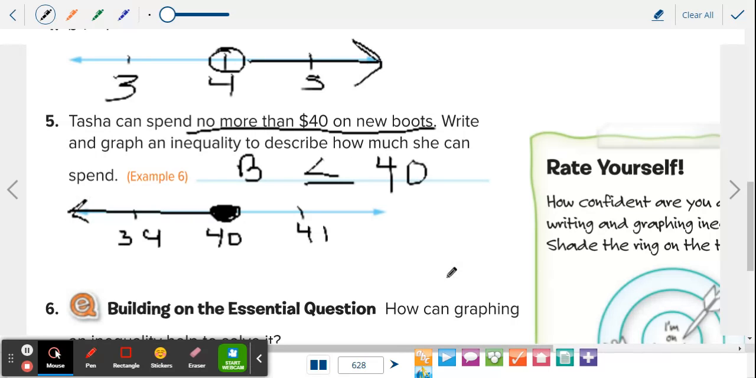That's the only difference. They just gave you a real world example that time. Still doing the same process. Write it out and graph it.